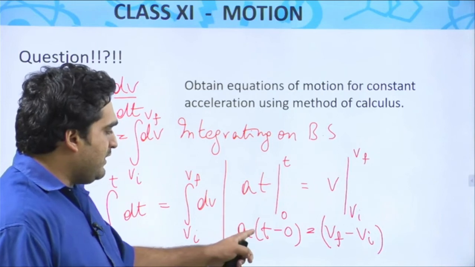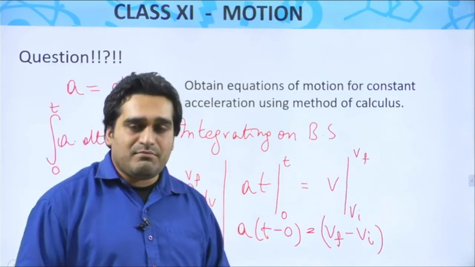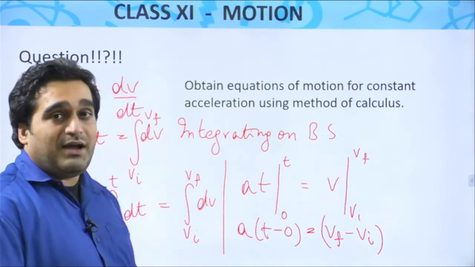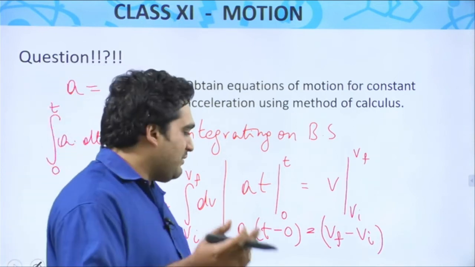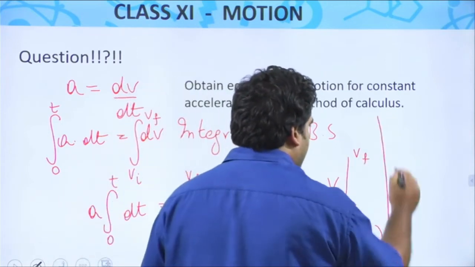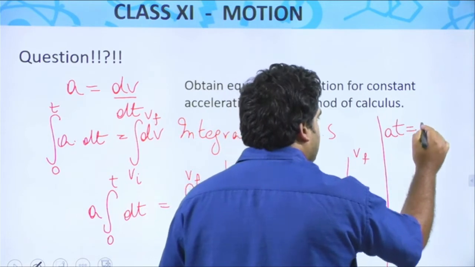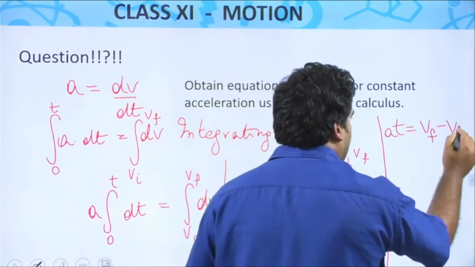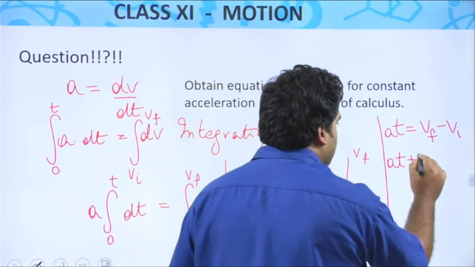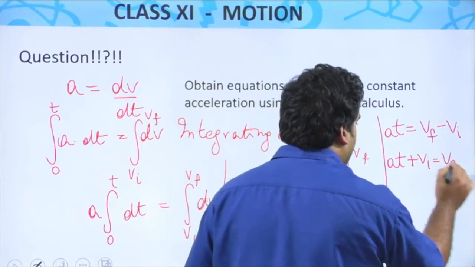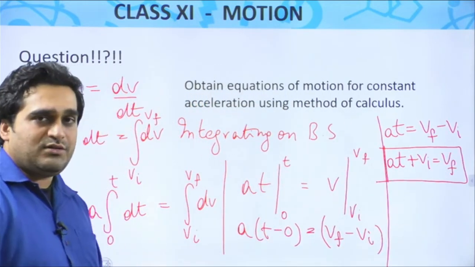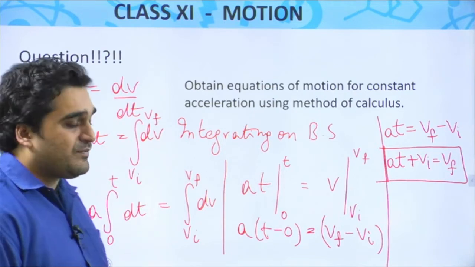Alright, and finally t minus 0. Any number subtracted by 0 will be the number itself. So 1 minus 0 is 1, 2 minus 0 is 2, 3 minus 0 is 3, t minus 0 is t. So at, which is equal to vf minus vi. Transpose the vi to the left hand side and you get at plus vi equals vf. Ta-da! This is your first equation of motion by using calculus.